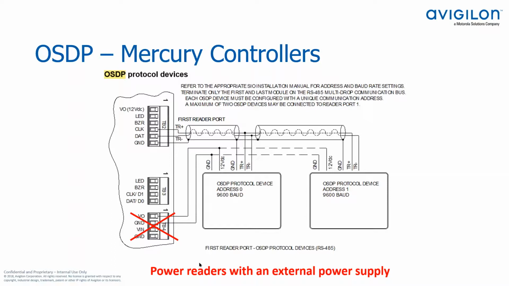Okay, so do not, again, do not, I hope it is a red X here, it gives that idea. Do not power multiple OSDP readers from the controller. It's just not going to work. We've seen some people trying that before, and it causes the controller to sometimes pretty much lock down or turn off, or if it doesn't, it starts to give you some bad readings. It does all sorts of wrong things, so you do not want to do that.